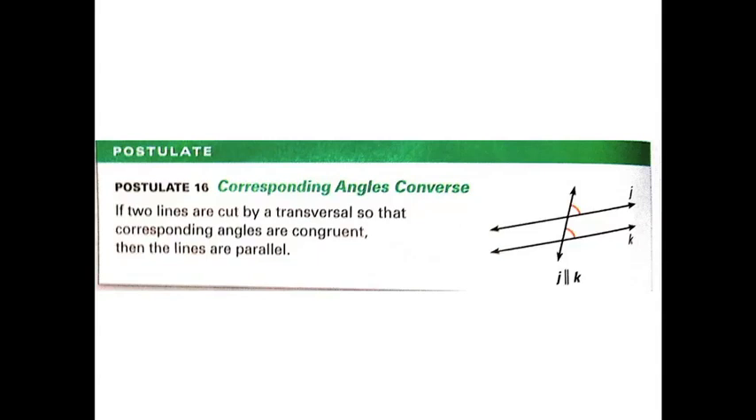The corresponding angles converse. If you can show that two corresponding angles are congruent, then the lines that they are attached to have to be parallel. So just like before, when we knew the lines were parallel, that meant the corresponding angles were congruent. We can now do the converse of that. If the corresponding angles are congruent, then that implies the lines are parallel.